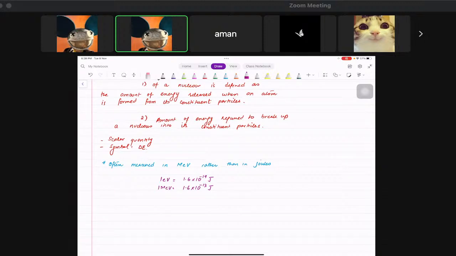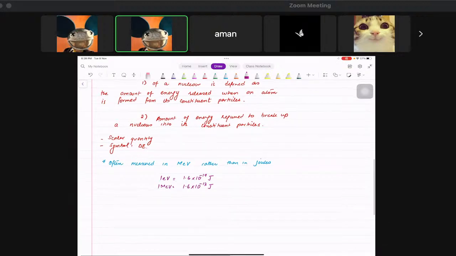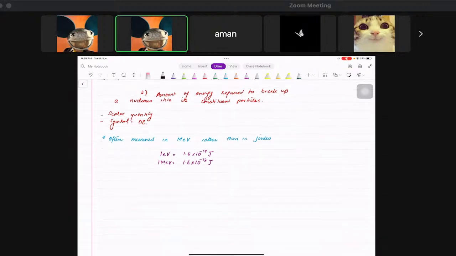Right. Now, there is something called the mass deficit or defect. These are two words you're going to use all the time. They mean the same thing, really.